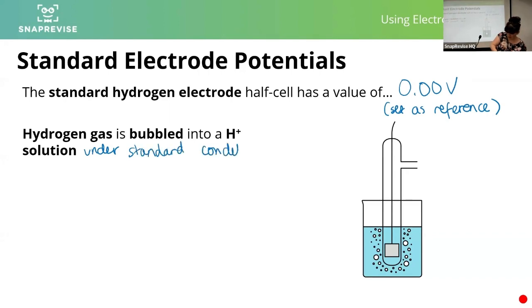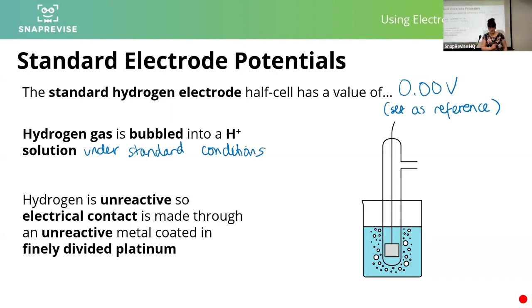Under standard conditions. And hydrogen is unreactive, so electrical contact is made through the unreactive metal coated in finely divided platinum. So we've got our platinum electrode. You can talk about it being a foil of platinum if you would like, or you can just call it a platinum electrode. You can also talk about a honeycomb shape. They like to use honeycomb shape. Do I mean shape?